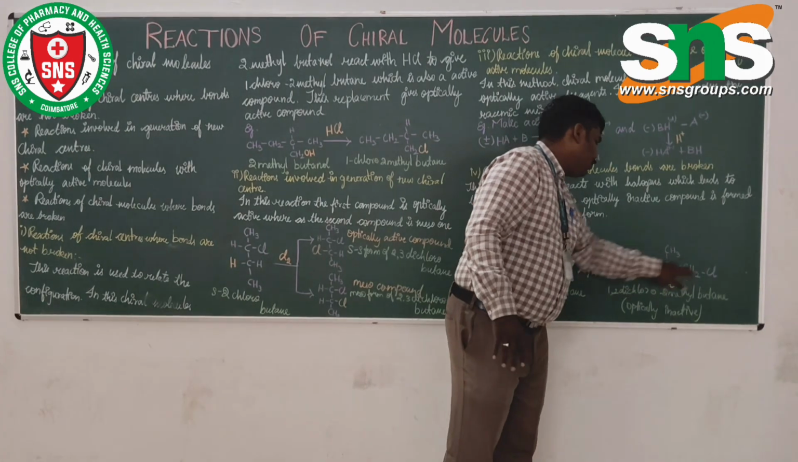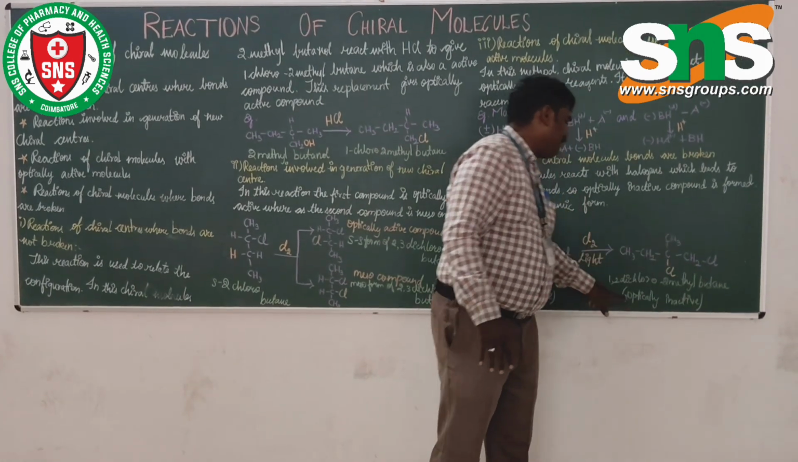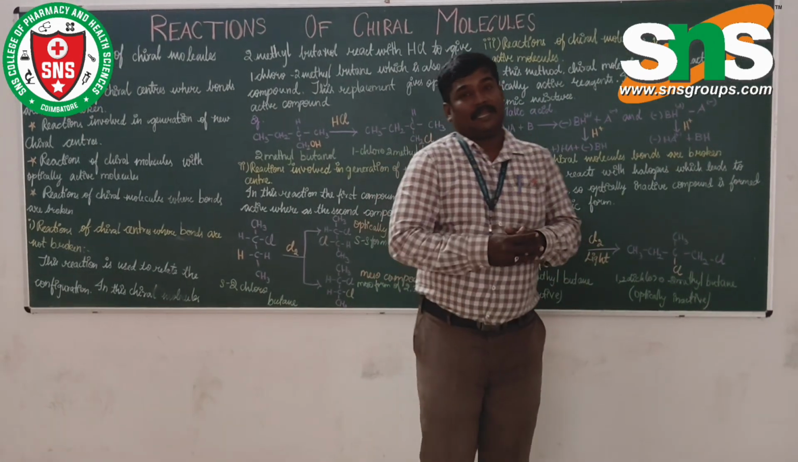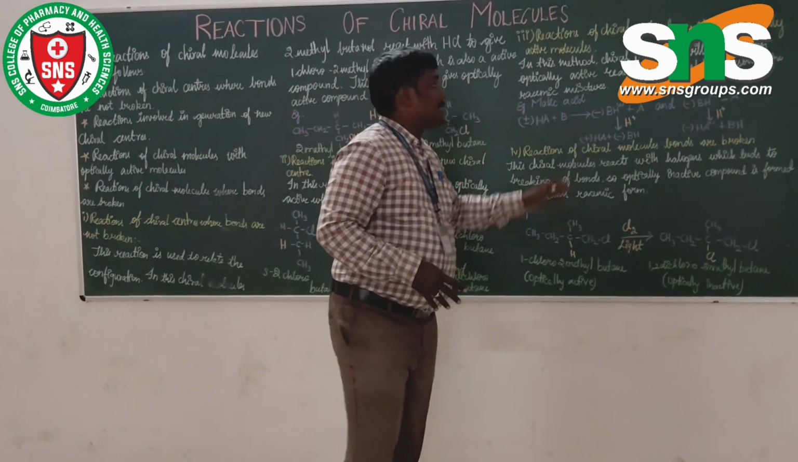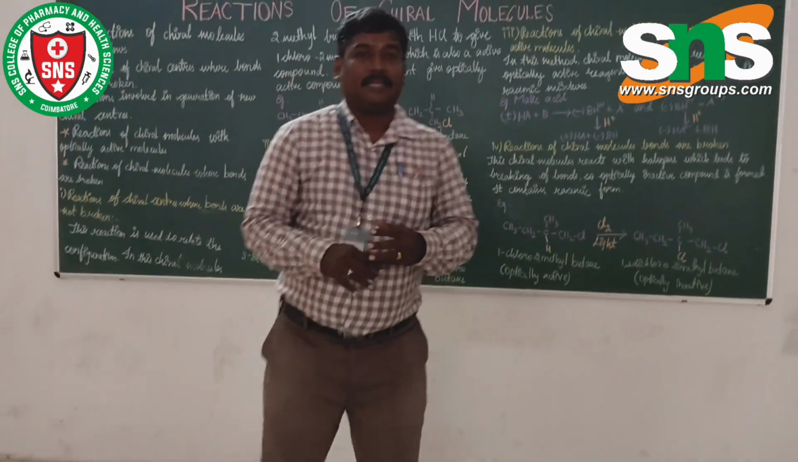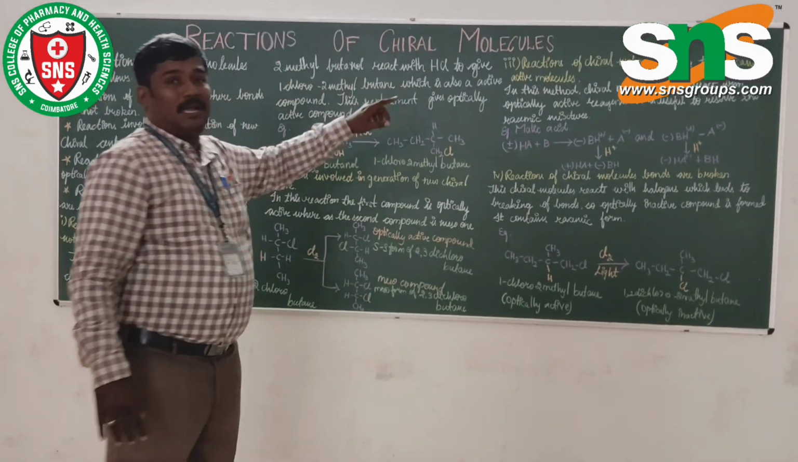That is 1,2-dichloro-2-methyl butane, which will be formed and is optically inactive. I hope you could understand the various reactions of these chiral molecules.